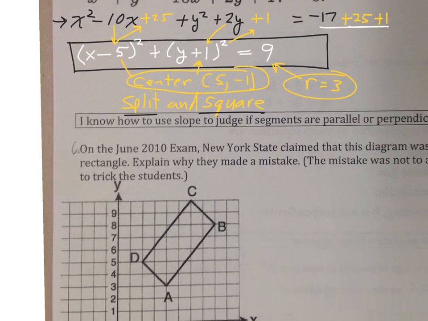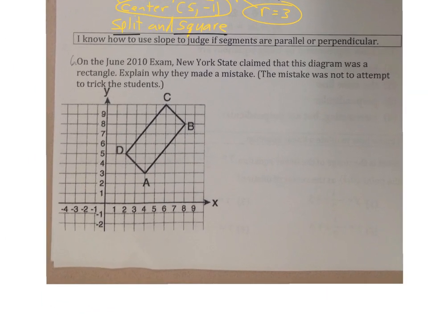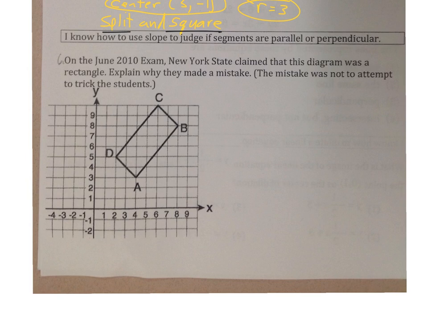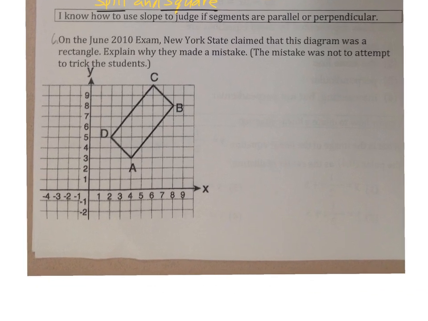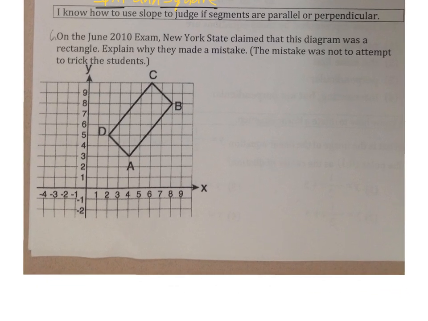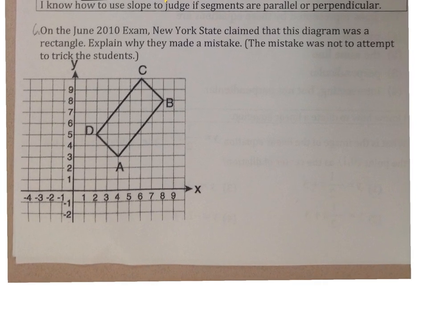Taking a look at question 6, it says, I know how to use slope to judge if segments are parallel or perpendicular. This was actually a mistake that was made on the June 2010 exam. They claimed that this shape was a rectangle. It looks like a rectangle, and they did not make this mistake on purpose. Explain why they made their mistake when they printed this off. Well, to judge if it's a rectangle or not, I'm going to have to take a look at the slopes of all 4 sides and find negative reciprocals.